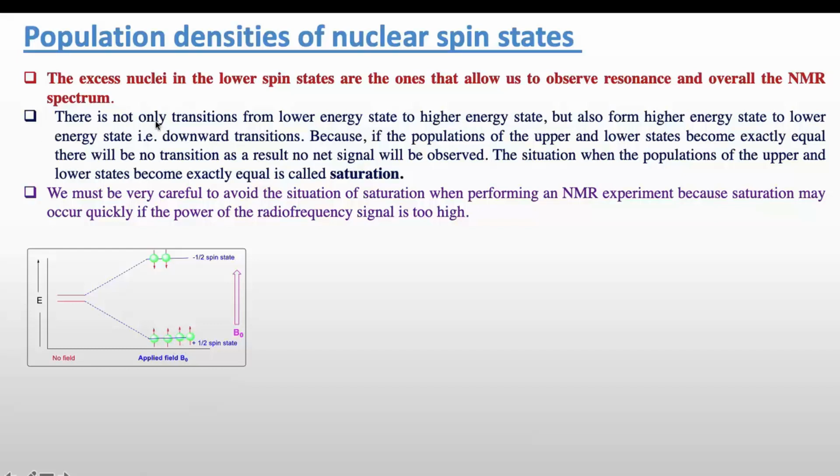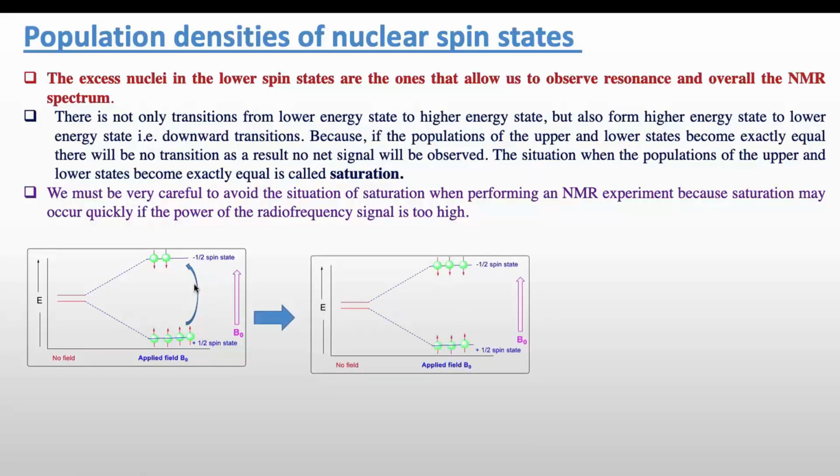But there is not only transition from lower spin state to higher energy state, but also from higher energy state to lower energy state, meaning downward transition, in this way. Because if the population of the upper and lower spin states becomes exactly equal like this, there will be no transition. As a result, no net signal will be observed.